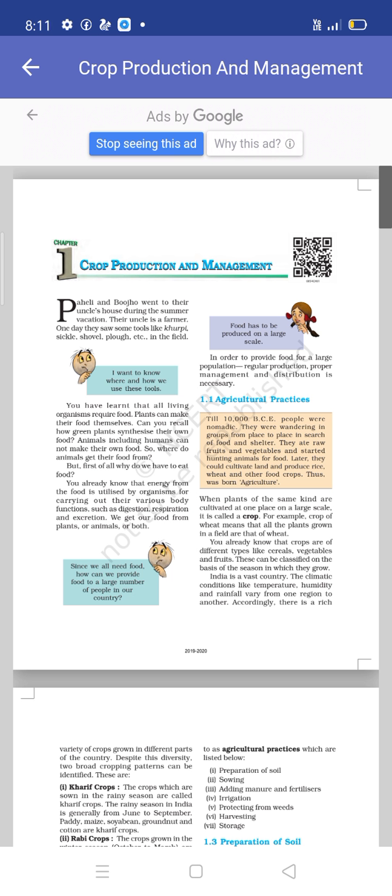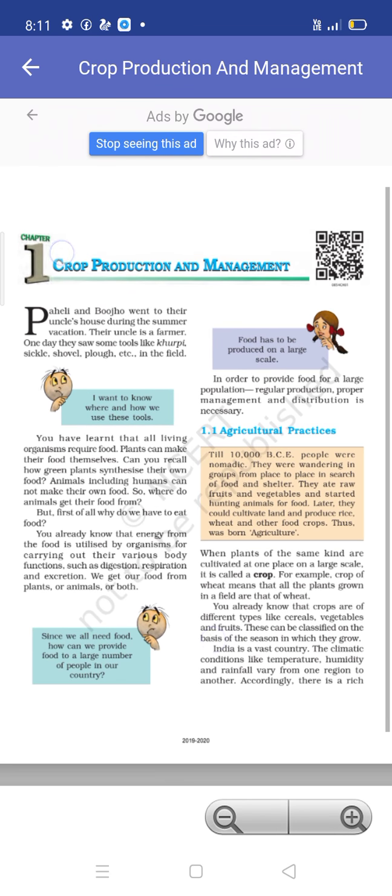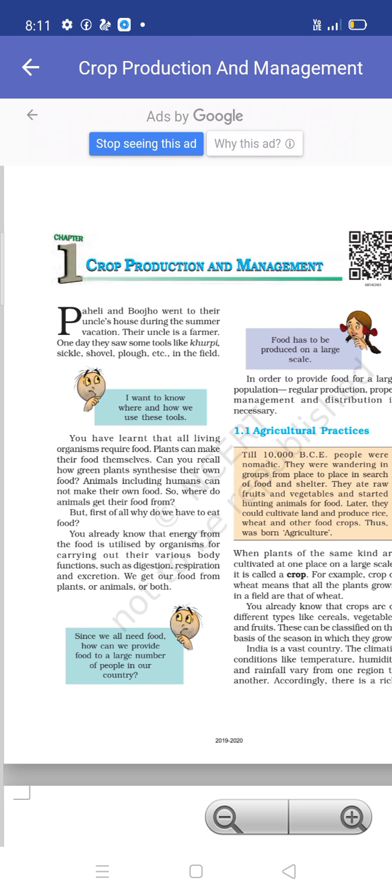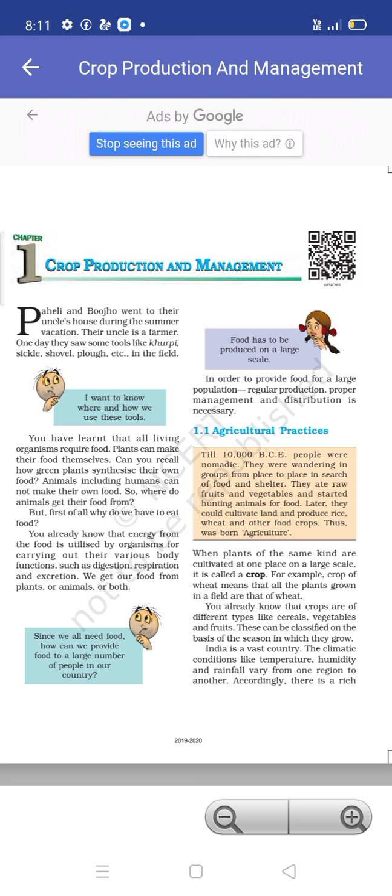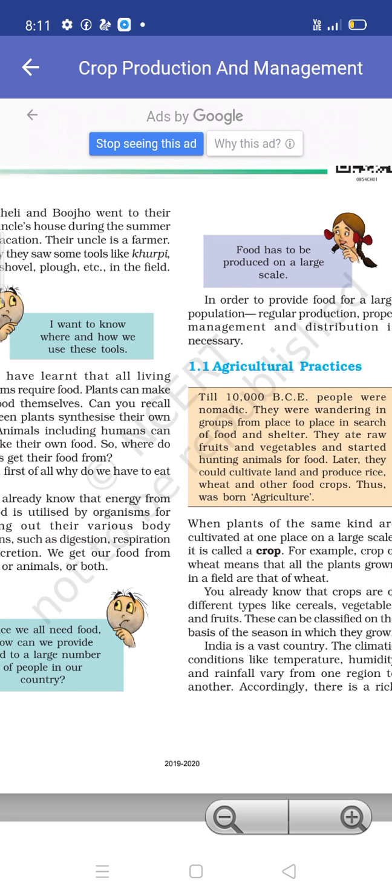Then we will start the video on what crop production and crop management are. So what is a crop? Any plant that is grown in the same kind of cultivation on a large scale is known as a crop. For example, a crop of wheat means that all the plants growing in a field are wheat. So this is a crop, and crops are classified into two groups.